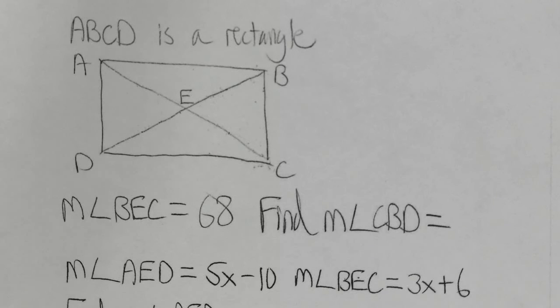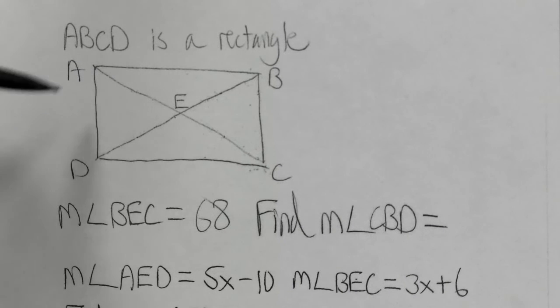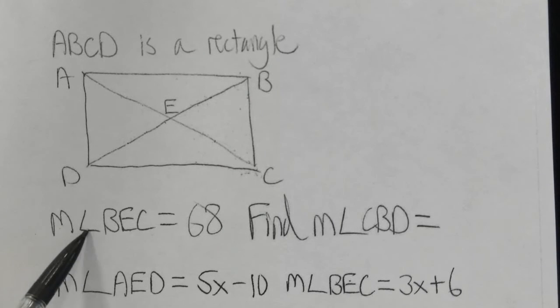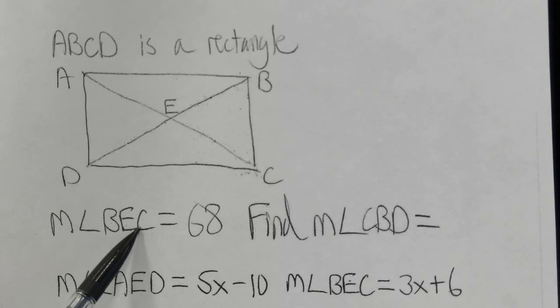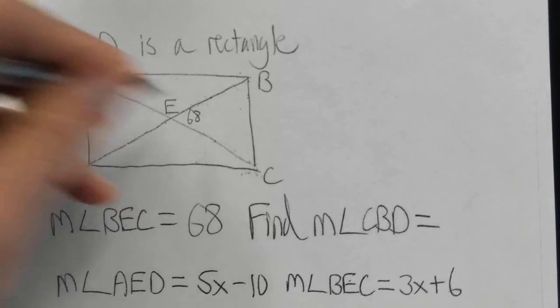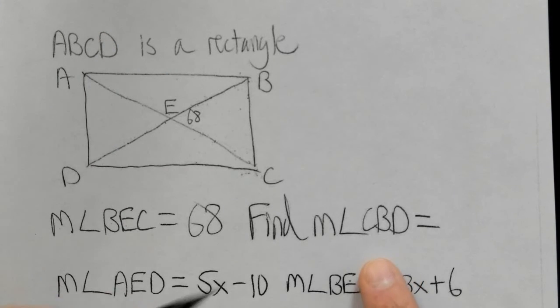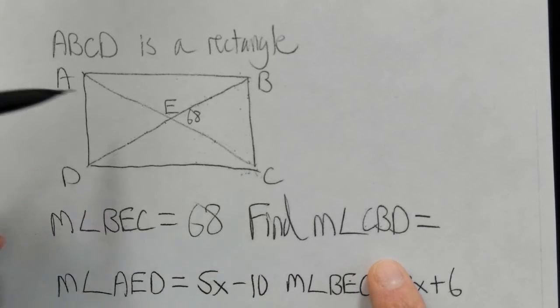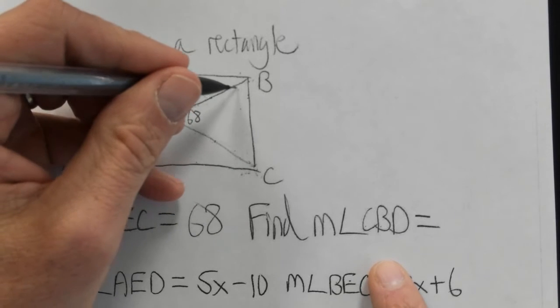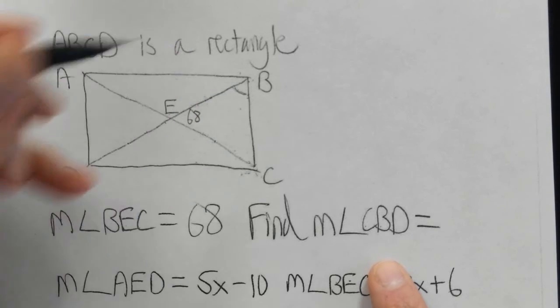Okay, so here's the next problem that we want to take a look at. And of course, it tells us that the quadrilateral is a rectangle. In the first problem, it says that the measure of angle BEC is 68. Let's find it. BEC is here, and it's 68. So the question is, we want to find the measure of CBD. CBD is here. So this is the angle that we want to find.